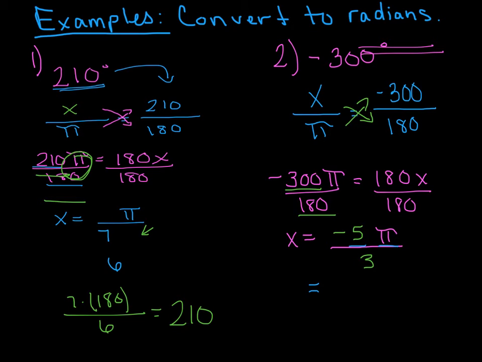and you always will use the pi button. You don't want to type in 3.14, your answer will be wrong. So if you round to the nearest thousandth, you get negative 5.236 if you rounded correctly. And again, you can check your answer by typing in 180 for pi to make sure you get negative 300.